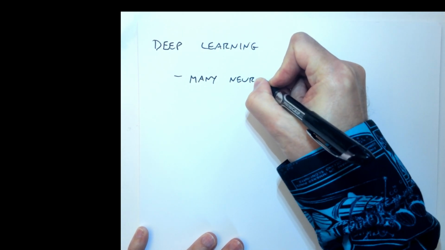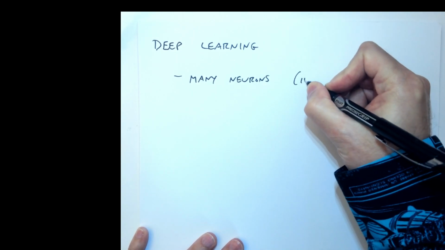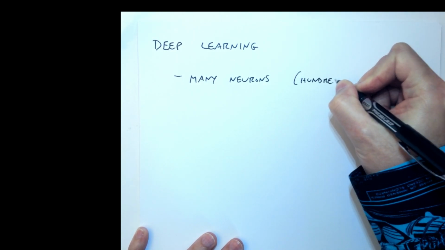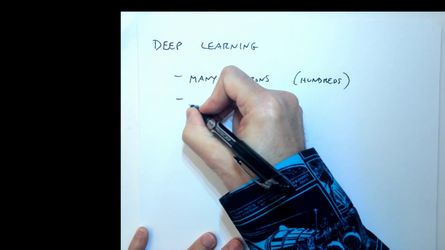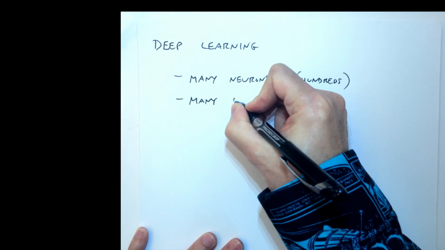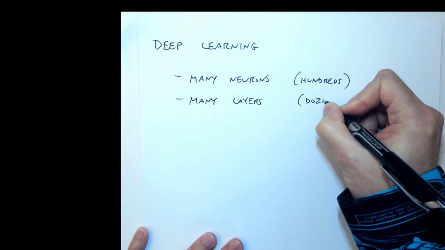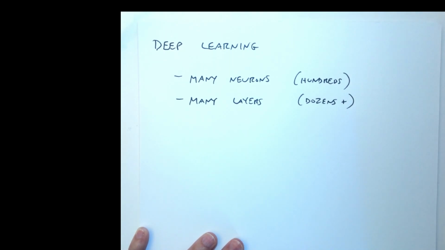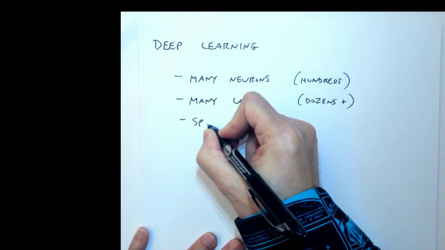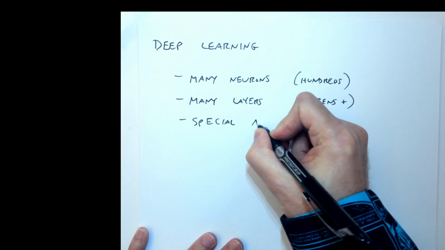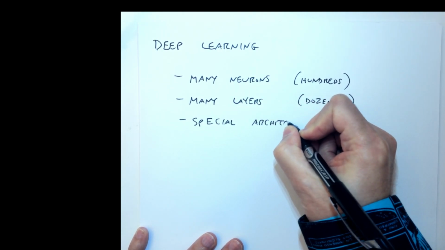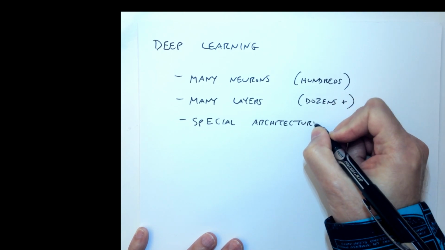many neurons per layer, hundreds of neurons per layer, I would say. Many layers, dozens or more. And special architectures, I would say. Ways of arranging the neurons and their connections.